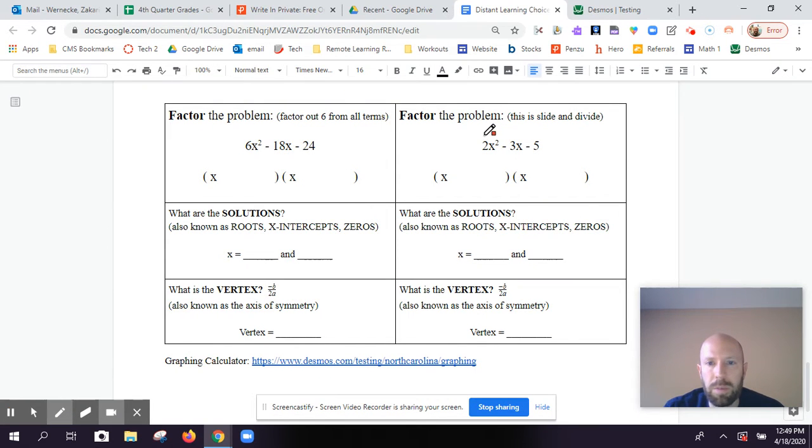It's going to require a little bit more work, but this 2 we're going to take over here to this negative 5, and we're going to multiply it, and that's going to give us 2 times negative 5 is going to give us negative 10. So now our job is to find the factors of 10. We'll deal with the negative sign in a moment. So factors of 10 would just be 1 and 10, and then 2 and 5.